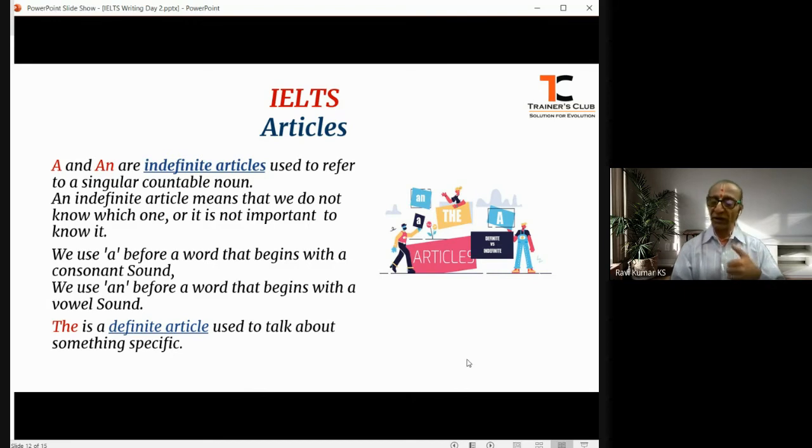There are countable nouns and uncountable nouns. Most of you know that. What is countable? The nouns that can be counted. Uncountable, which cannot be counted. Countable, all the things like pen, paper, pencil, people, all these things can be counted. Uncountable, like grains, rice, dal, money, all these things cannot be counted. Water cannot be counted. Any liquid cannot be counted.